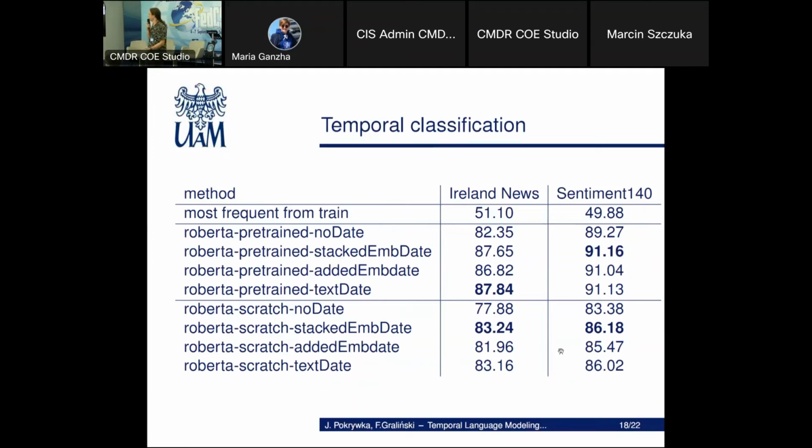As we can see, there is a huge difference between models which incorporated date into them and the base model. For example, RoBERTa pre-trained no date has accuracy of 82, and RoBERTa pre-trained text date has accuracy 87.8. So it's much better. So it's really true that temporal information can improve a language model. It's the same in the sentiment data set, and it's also true in language models which are trained from scratch.